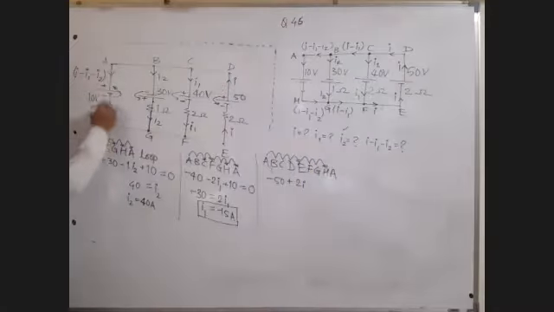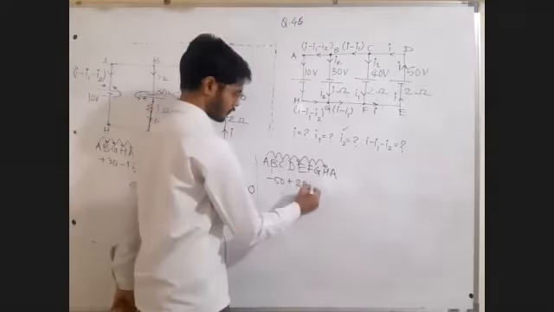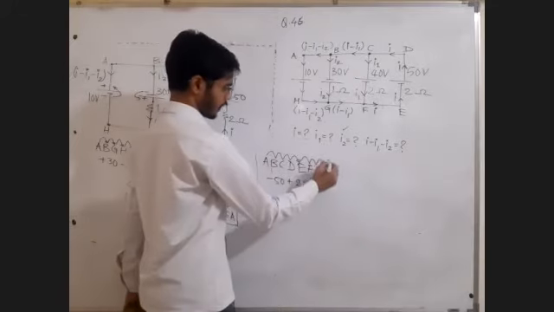Now while moving from H to A, I encounter a battery. I am moving from negative to positive, so the EMF is positive, plus 10. I came to point A.